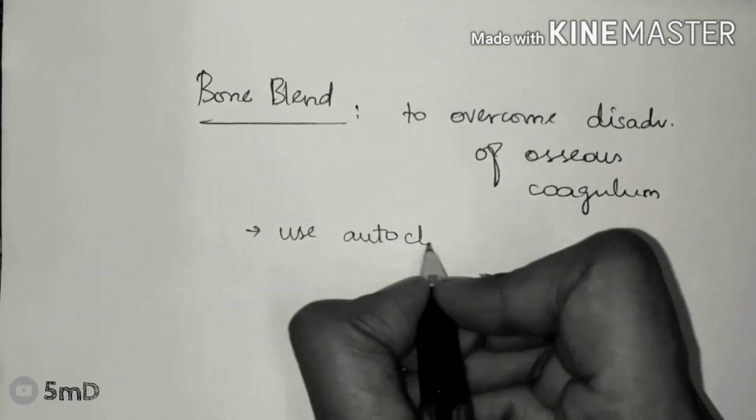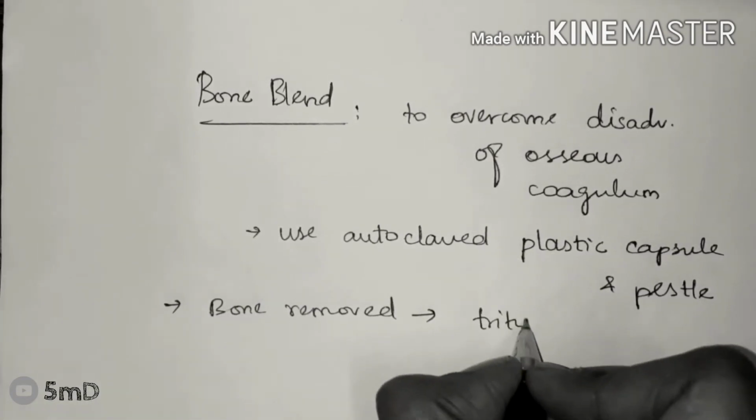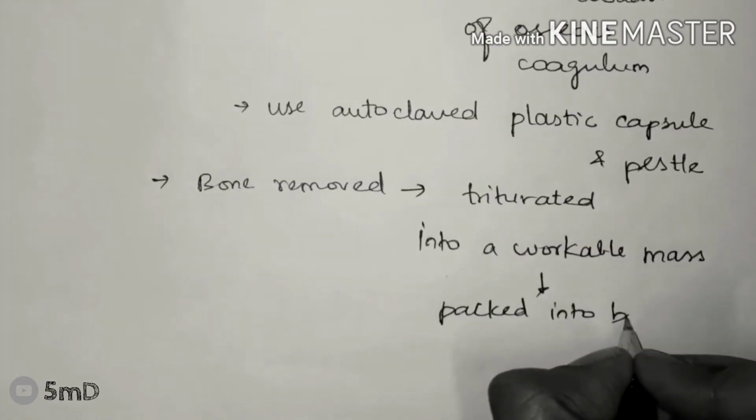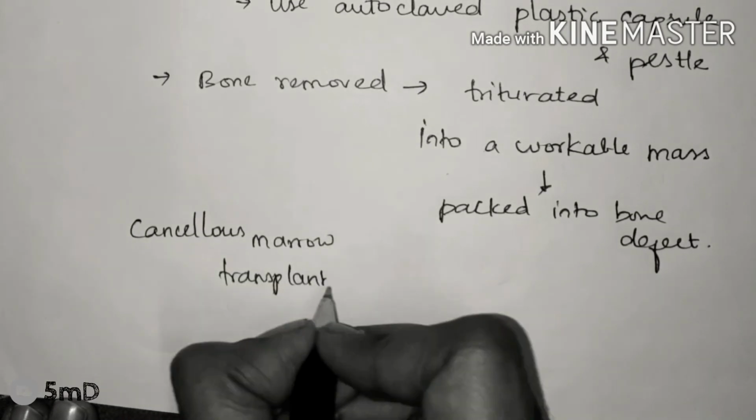And to overcome this defect, bone blend was introduced. Bone blend uses an autoclaved plastic capsule and pestle, and bone removed from a site is triturated in the capsule and a workable plastic-sized mass is packed into the bone defects.